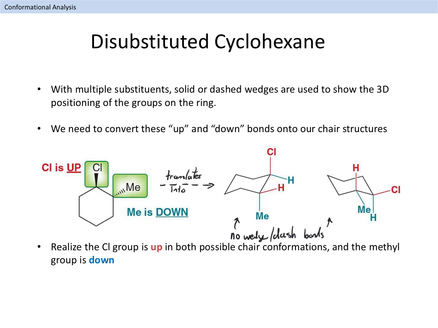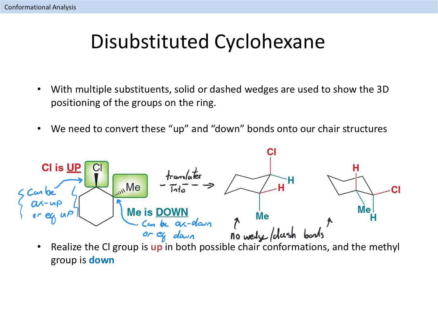How do we translate the wedge and dash style drawing into a chair structure? When we look at the wedge and dash style drawing, note that we are viewing the structure from above. Because of this, all wedge bonds are pointing in the up direction. They may be axial or equatorial, but in either case, we can say that they represent bonds that are on the top face of the molecule. By the same token, we can also say that dashed bonds are pointing down. They represent bonds that are also either axial or equatorial, but they are on the bottom face of the molecule.